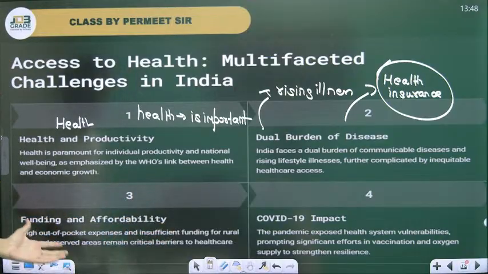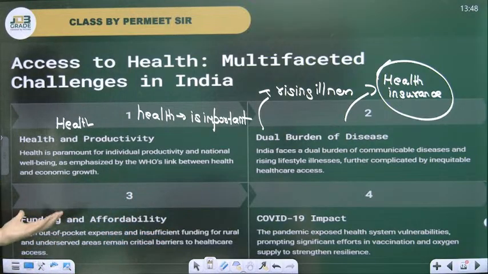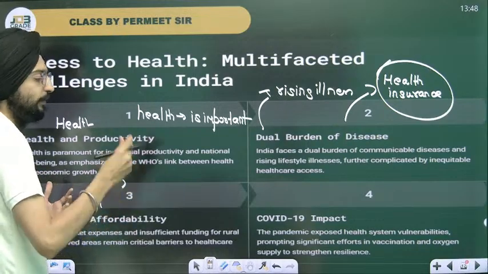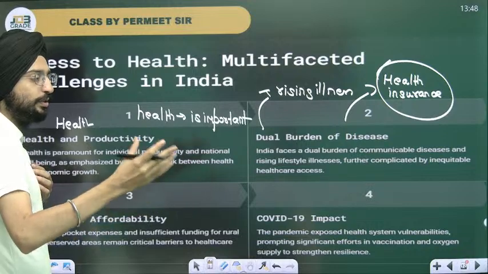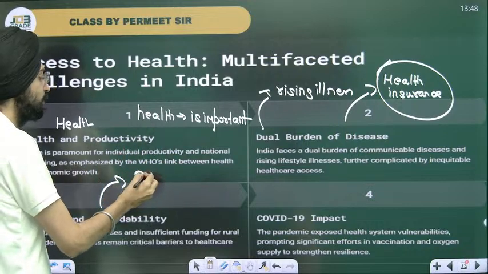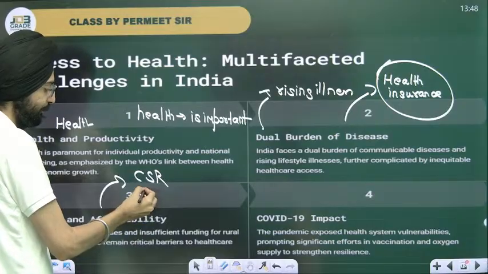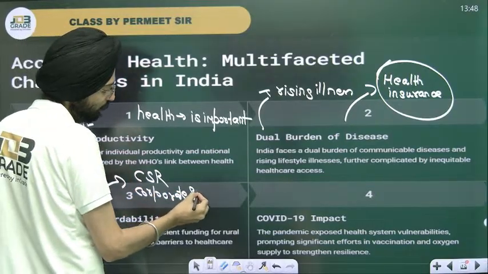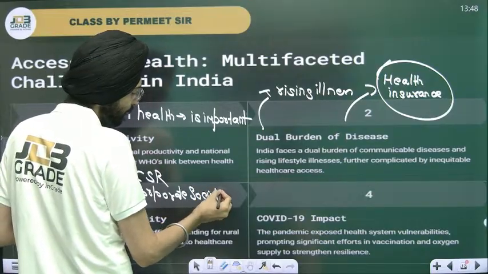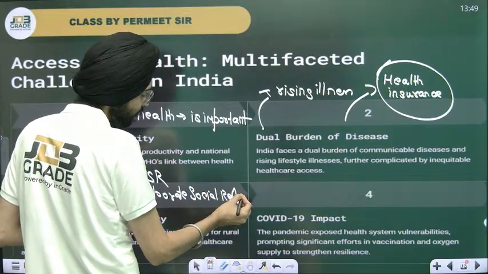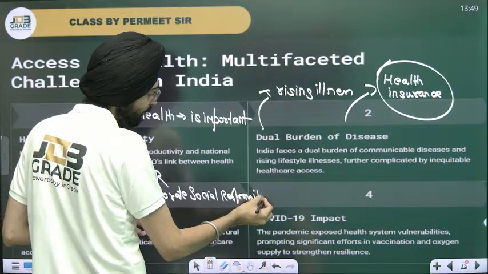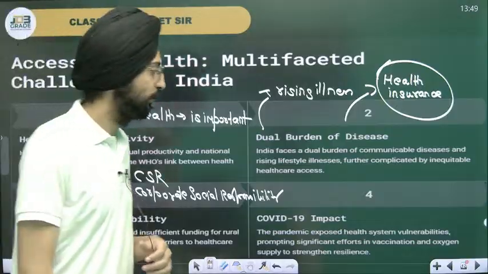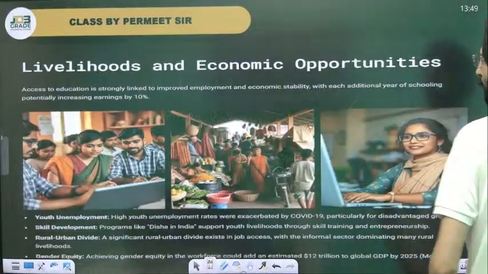COVID-19 impact was there. Funding and affordability, again, there has been too much of a health burden. Again, there are certain things called Tata Medical Services, and the Tata Institute for cancer specialists. That's nothing but what we call CSR, corporate social responsibility. I hope you got these words.